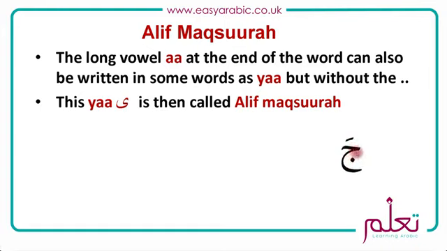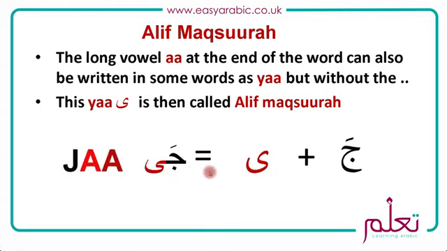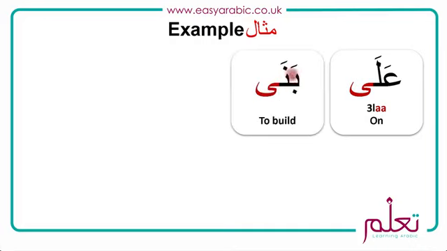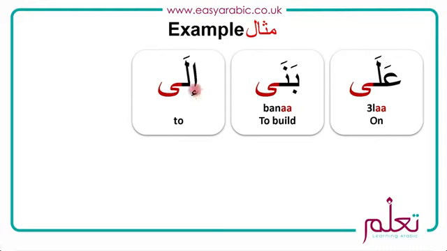So if we look at the letter jim with the fatha plus the letter ya equals ja. And this is called alif maqsura. If we look at some examples, the first one is the ayn with the fatha, which is a, lam with the fatha is ala, and then the ya, ala, which is on. Next one is ba with the fatha, noon with the fatha, bana, and the alif maqsura, bana, to build. Next one is alif with the kasra, lam with the fatha, ila, and then the extension, ila.